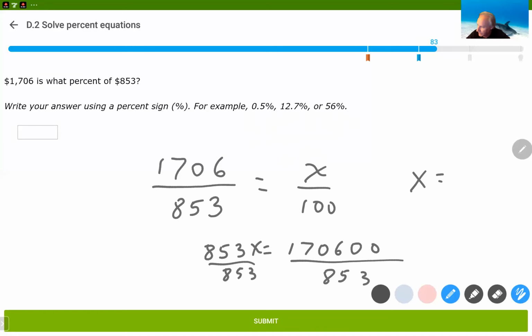Doesn't seem like it, but let's check. 171. I said 170600 divided by 853. 200. Oh, I didn't recognize it. Clearly this is double that one. Yep, it goes in twice. 2 is 200%.